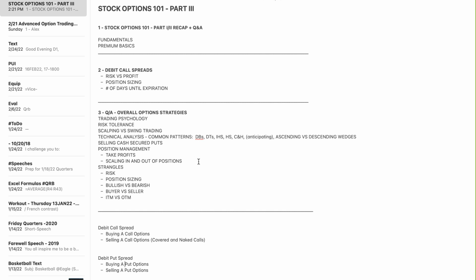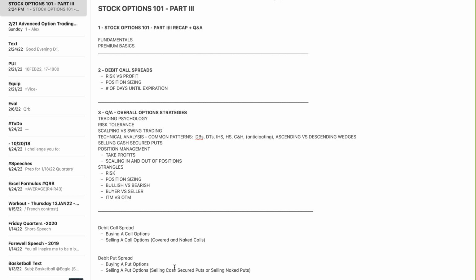So a popular technique you'll hear when it comes to selling puts is something we call selling cash secured puts. And the opposite of that, selling naked puts. Now, you're probably guessing, you probably already know which method would be the more risky.